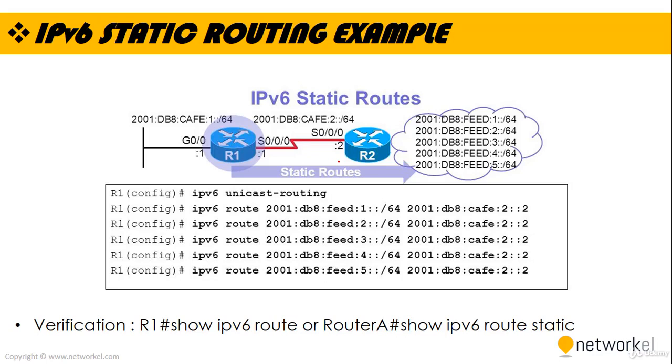So let's take a look at the IP version 6 static routing example. That's the same logic, but what we are doing first is enabling the IP version 6 routing by typing the IPv6 unicast-routing command. Then we have a bunch of routes in here, and we are defining the IPv6 route commands, the destination networks, and the next hops, which are here this time.